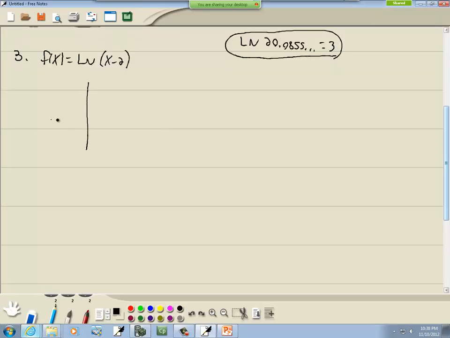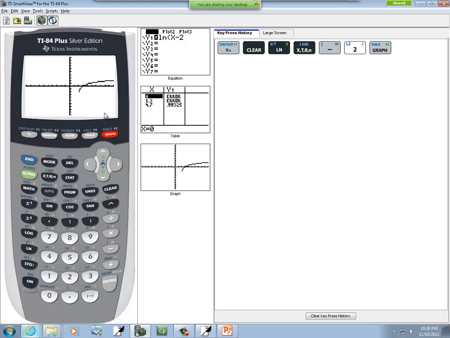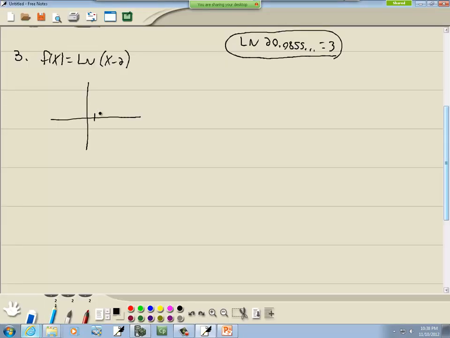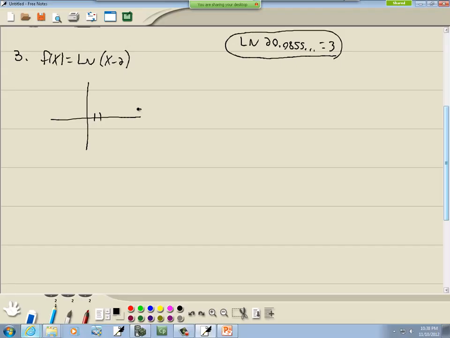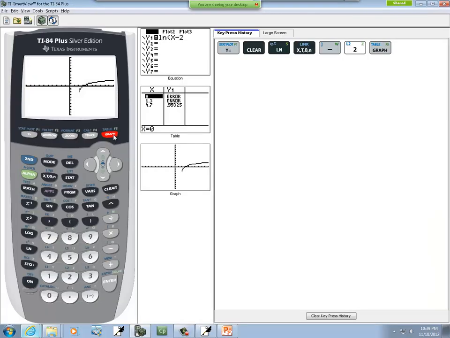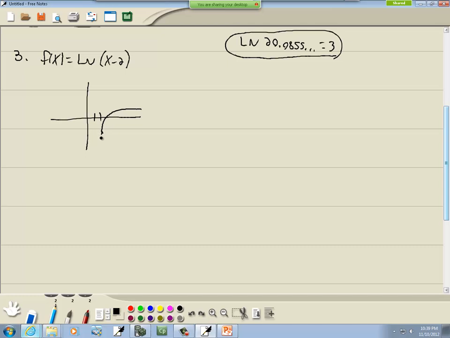Now, the graph it shows you will always be wrong. Looks like it just stops, doesn't it? It doesn't. It keeps going forever down. It just gets so close that it skims it, and the calculator gets confused and doesn't draw it. So I don't know why. But that's our answer right there.